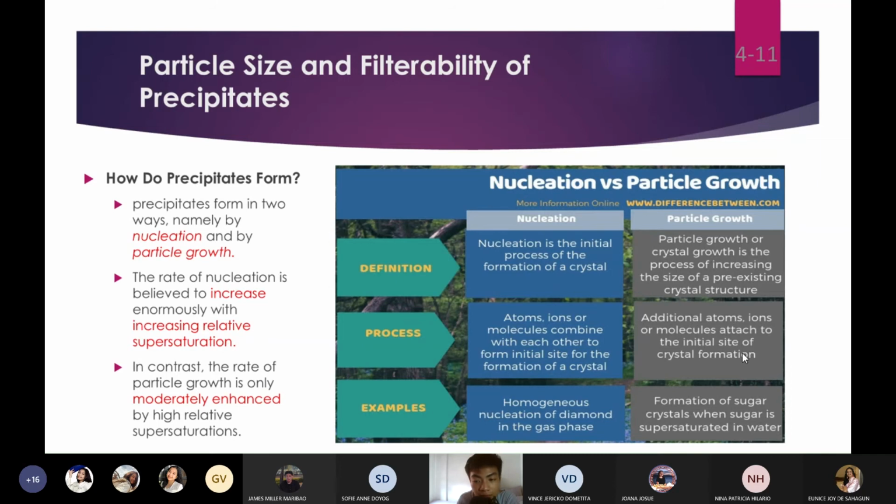Pag naman particle growth, ang ganap naman dito is that kalat-kalat yung paglaki ng particles. So, as a result, medyo brittle yan. Okay? Pero, ang idea is that they will still form precipitates naman. Okay? So, mamumuo pa rin yan. Pwedeng matigas, pwedeng hindi siya matigas. Okay? So, depende yun sa paglaki ng iyong particles. No? Pwedeng nucleation or particle growth.